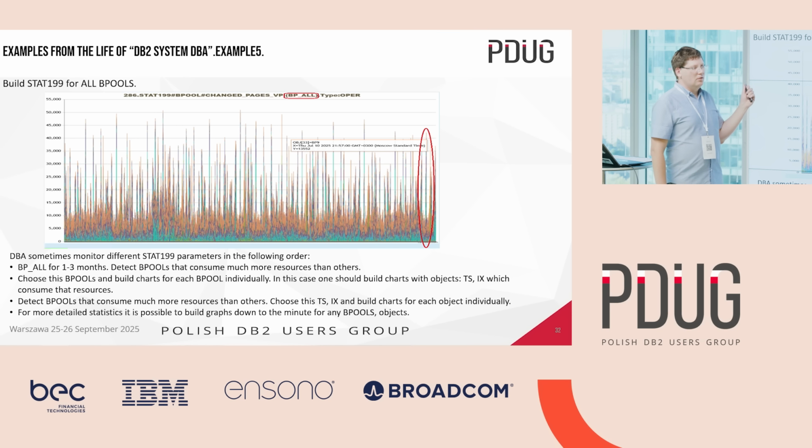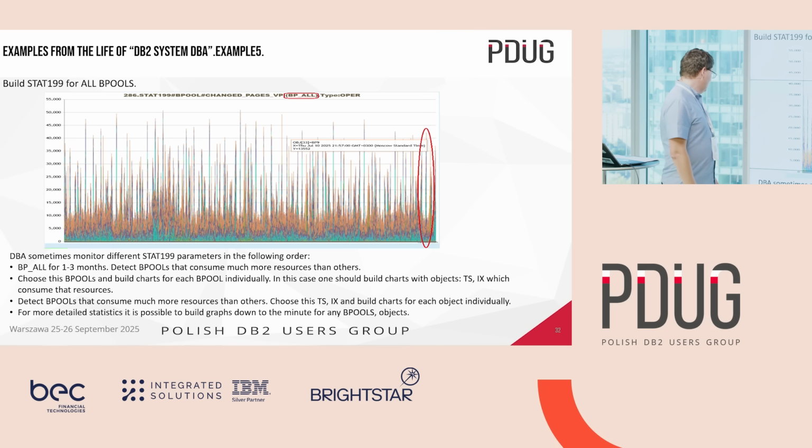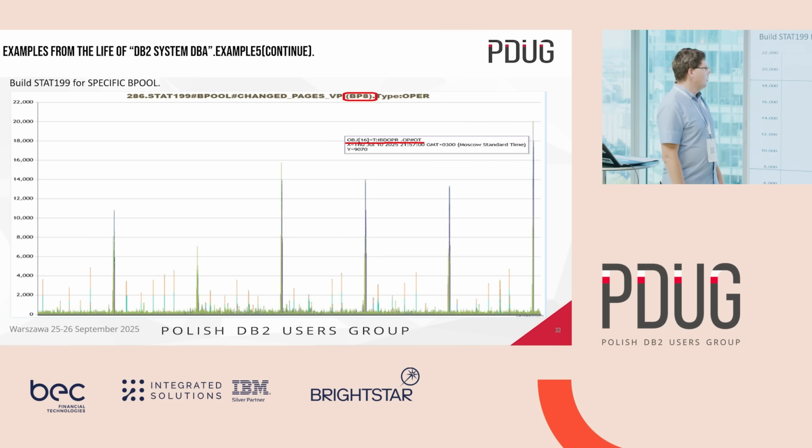Like when I built charts by table space, from a long period of time down to a short period of time. For more detailed statistics, it's possible to build charts down to the minutes for any buffer pool objects. In this slide, I built charts for specific buffer pool 8, showing information every minute.